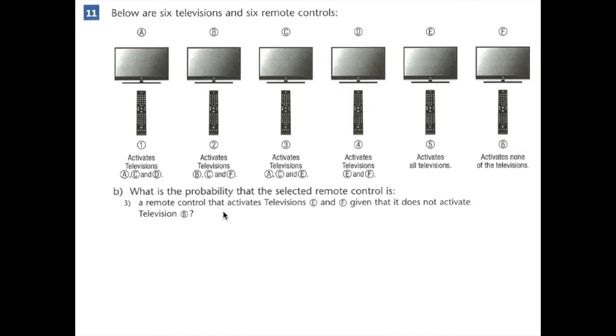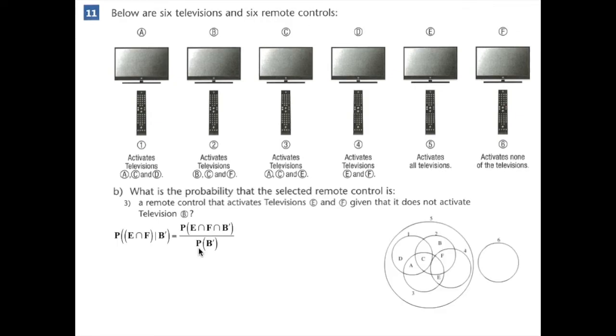Number 3, a remote control activates television E and F, given that it does not activate television B. We're looking for E and F given not B. So that's the probability of E and F and not B divided by the probability of not B. This is E and F, and this is not B. So which remotes don't activate B? Well, 4 doesn't activate B, 3 doesn't activate B, 1 doesn't activate B, and 6 doesn't activate B. Okay, so if we're looking at E and F, which remotes activate E and F? 2 doesn't do E and F, 2 only does F, 3 only does E, so the only one that does E and F is 4.